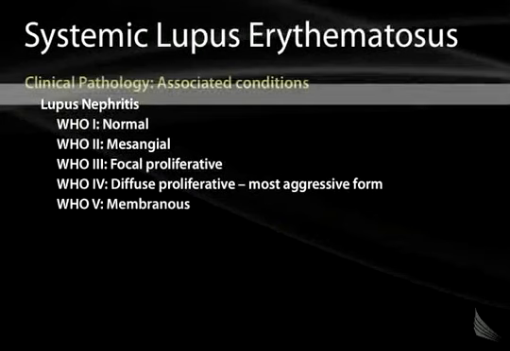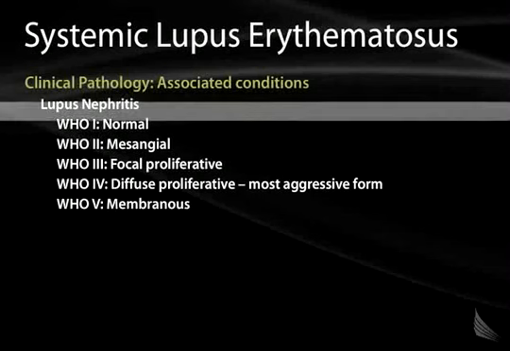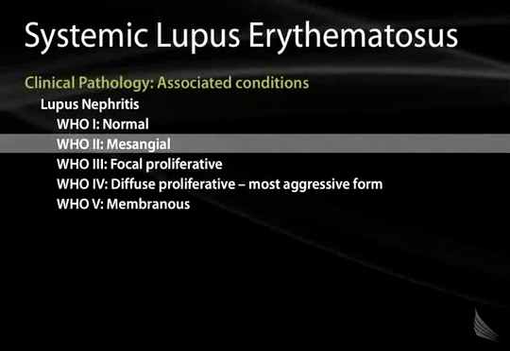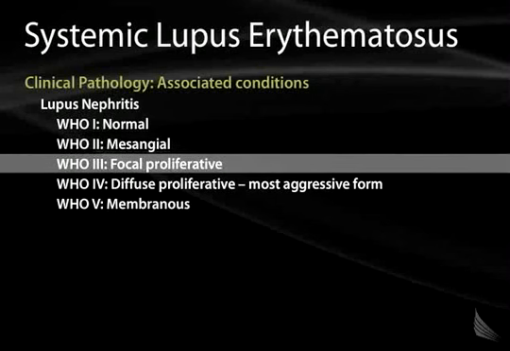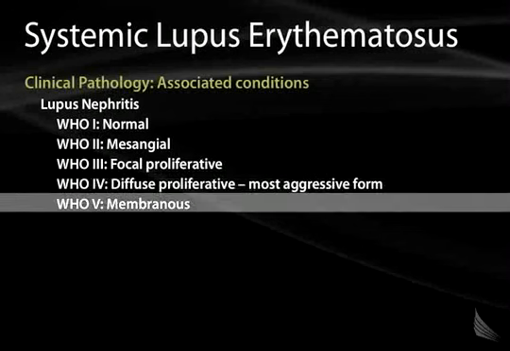The clinical pathology of lupus nephritis is graded by the World Health Organization in 5 grades. So, World Health Organization grade 1 is normal. You can have mesangial involvement in WHO 2. In World Health Organization classification 3, there's a focal proliferative lupus nephritis, which we'll see on a future slide. WHO class 4 is a diffuse proliferative, which is the most aggressive form and requires urgent treatment, as well as class 5, which is a membranous nephritis.